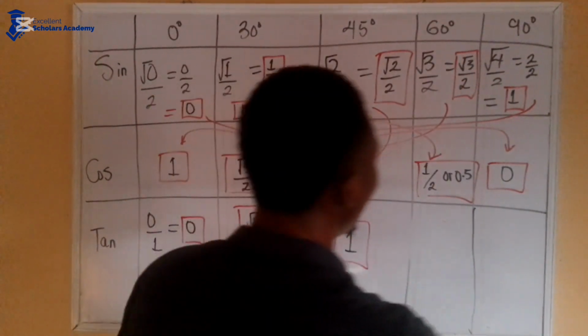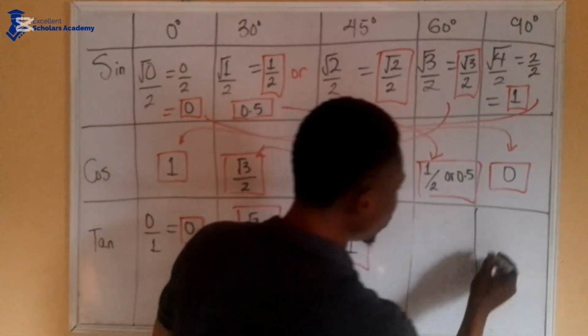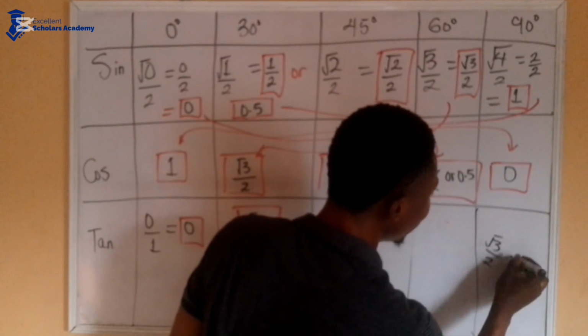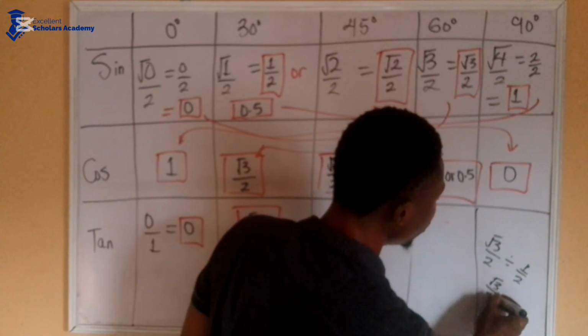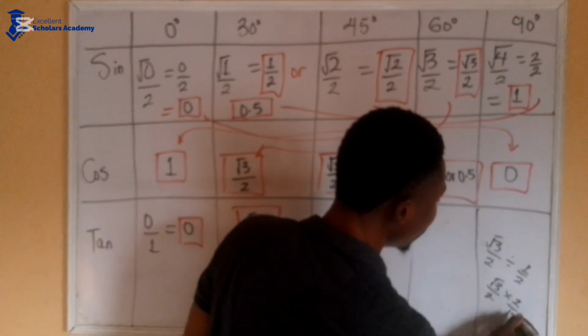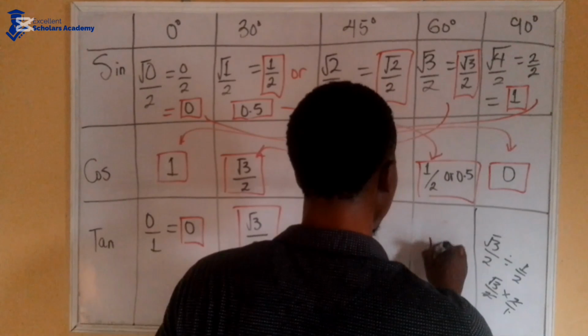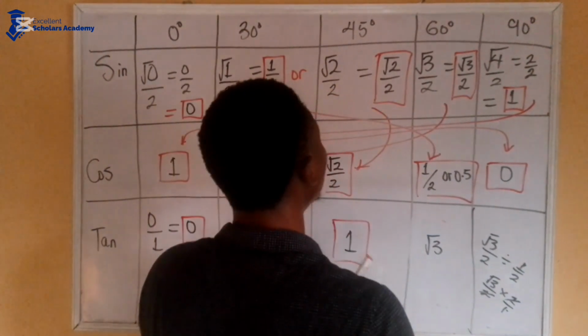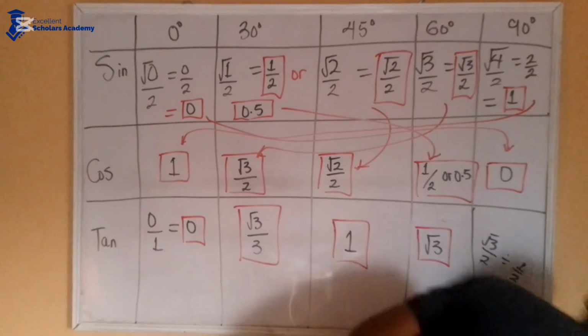Now let's move to the next one. We have root 3 over 2 divided by 1 over 2. Of course, division turns to multiplication. We have root 3 over 2 multiplied by 2 over 1. The 2s cancel, and we're left with root 3. So tan 60 gives us root 3.